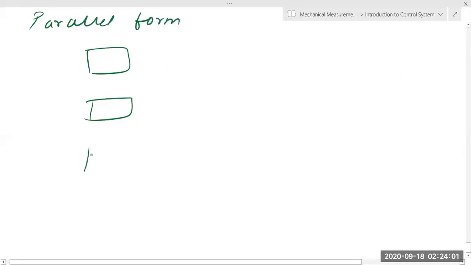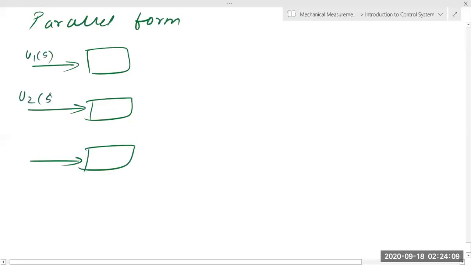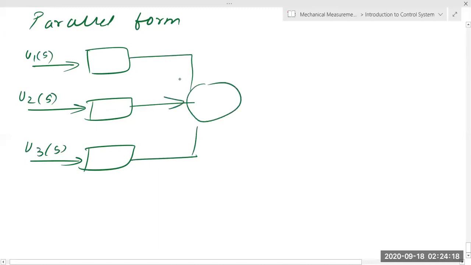What happens in parallel form? Suppose there are three blocks and all are having some input like u1 of s, u2 of s, u3 of s. Now, suppose all are meeting at a common point. And this point is called a summation point. Can you see? This point is called a summation point. Now, suppose this is also adding, this is also adding, and this is also adding. So what you'll get out of here is y of s.